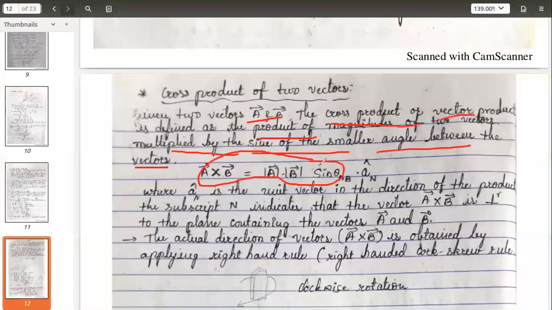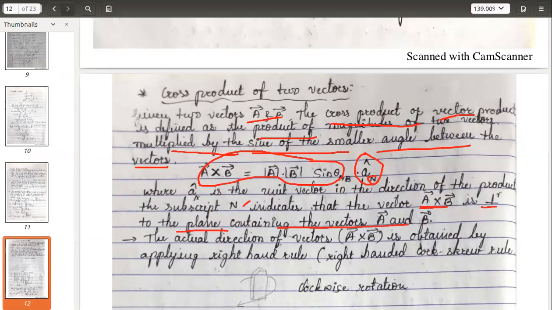There it was cos, here it is sine. And one more thing is important here, that is the unit vector in the direction of that product, with a suffix capital N. This N indicates that the vector A cross B, the answer you get, is perpendicular to the plane containing those two vectors.